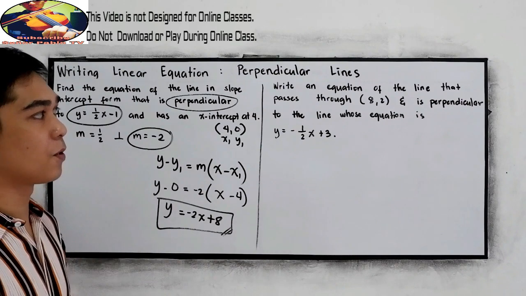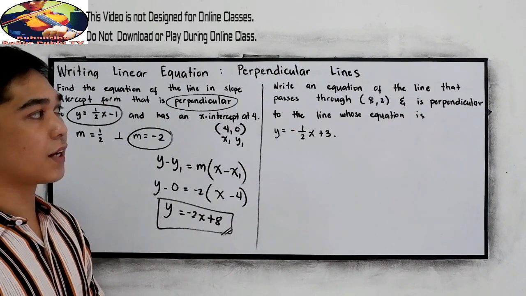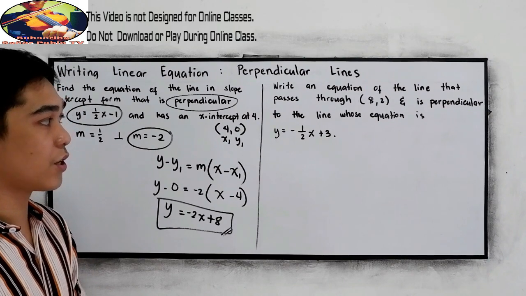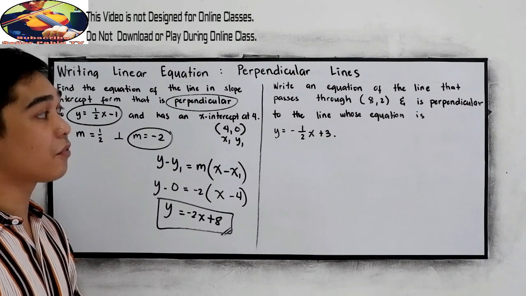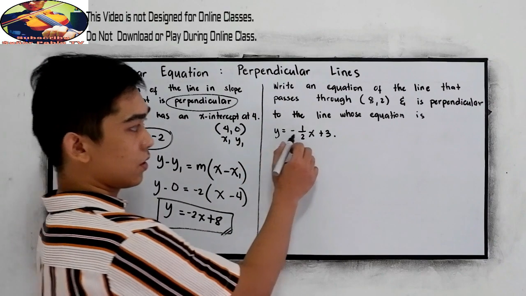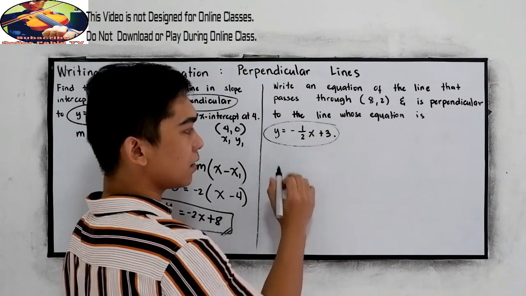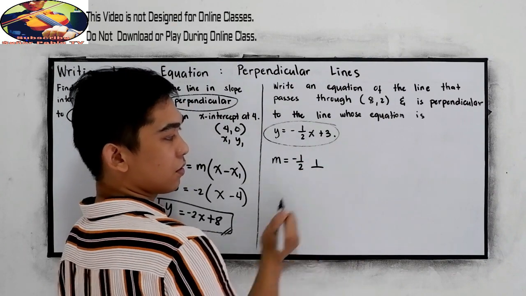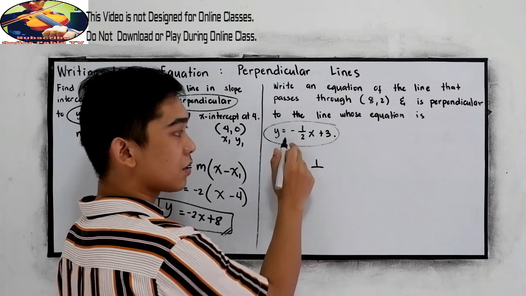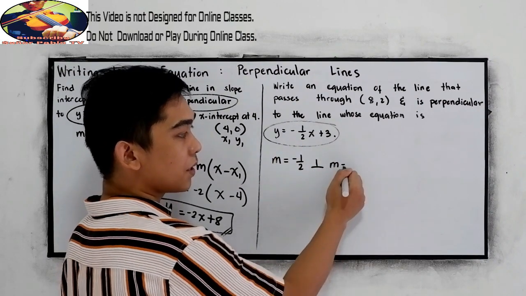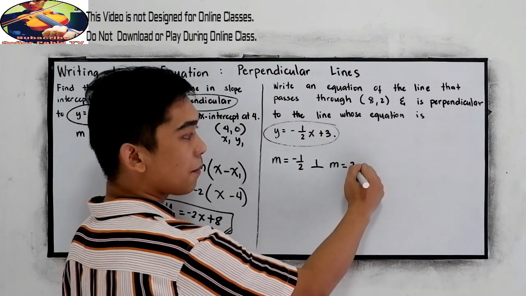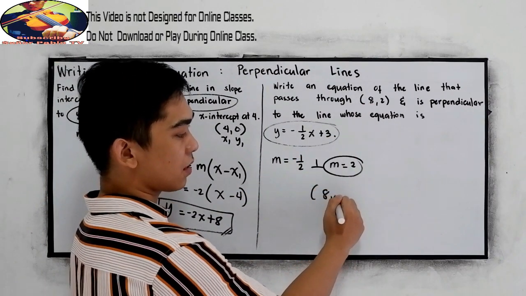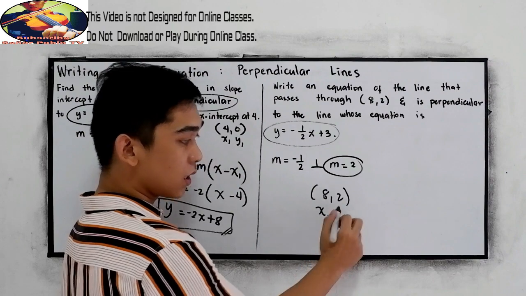Another example is, write an equation of the line that passes through 8, 2 and is perpendicular to the line whose equation is y is equal to negative 1/2 x plus 3. Given the equation of the line, our m is negative 1/2. We need to get the perpendicular to this, so our m will be the negative reciprocal, positive 2. Now we have a point, 8, 2. So we have 8 and 2. This will be our x sub 1 and y sub 1.